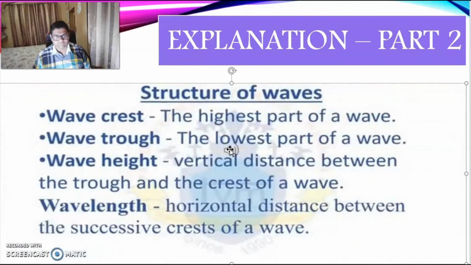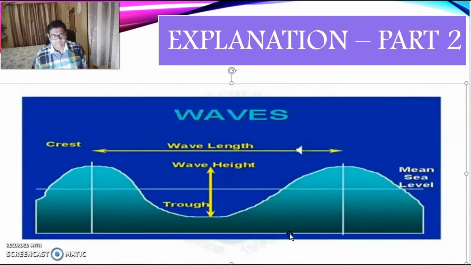So what is the structure of the wave? Wave crest, it is the highest part of a wave. Wave trough, it is the lowest part of the wave. Wave height, it is the vertical distance between the trough and the crest of a wave. Wavelength, it is the horizontal distance between the successive crests of a wave. Look at this picture. You can understand the structure of waves: what are crest, what is trough, what is wave height, and what is wavelength.